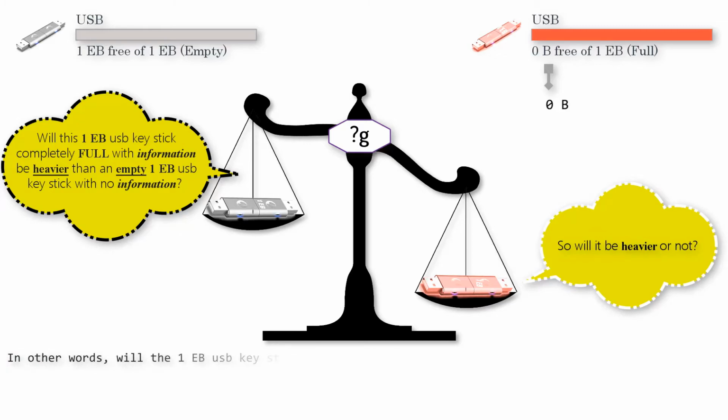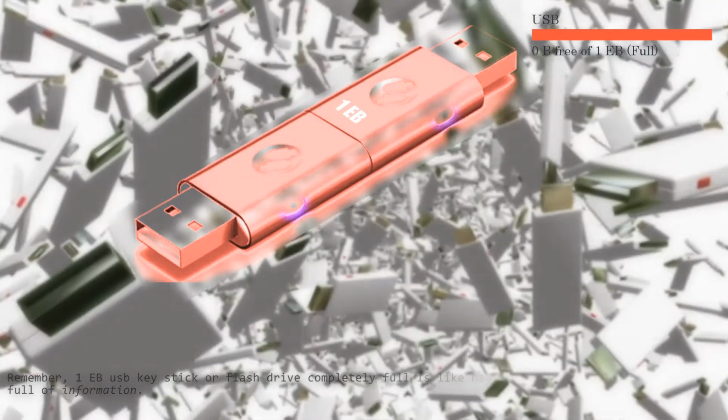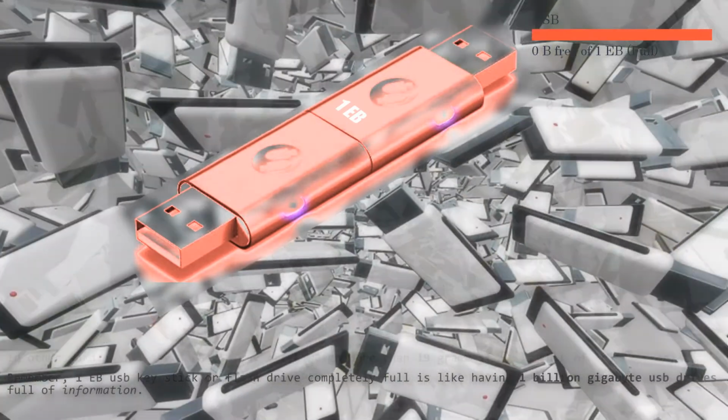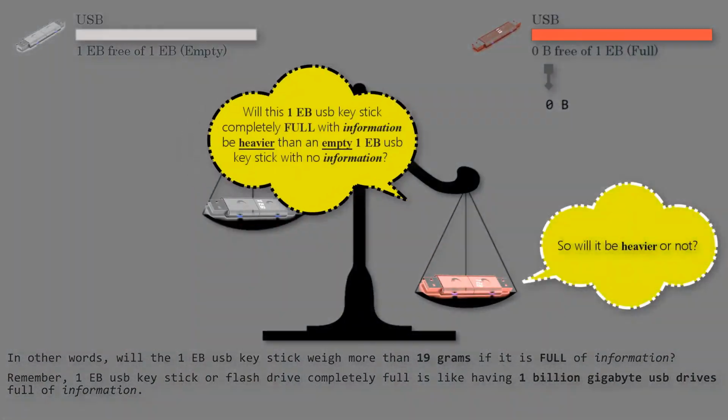In other words, will the 1 exabyte USB key stick weigh more than 19 grams if it is full of information? Remember, 1 exabyte USB key stick or flash drive completely full is like having 1 billion gigabyte USB drives full of information. So I'll give you a few seconds to think about that.